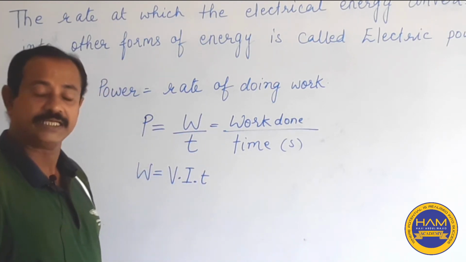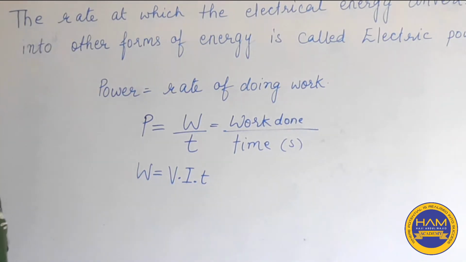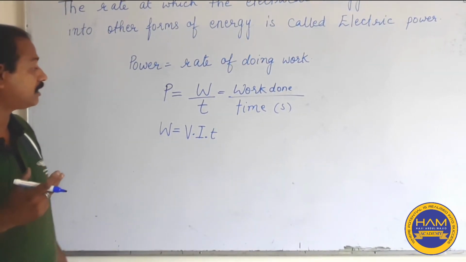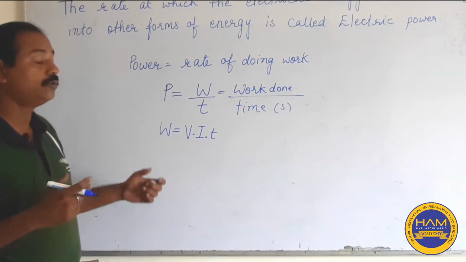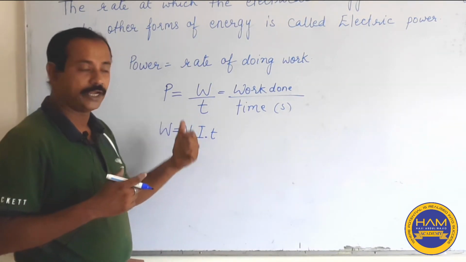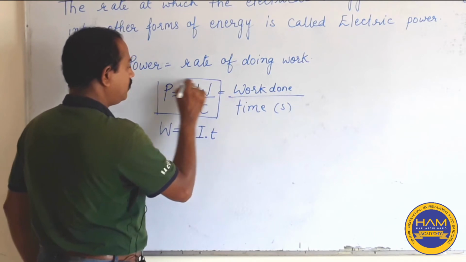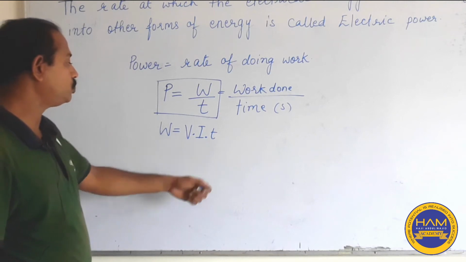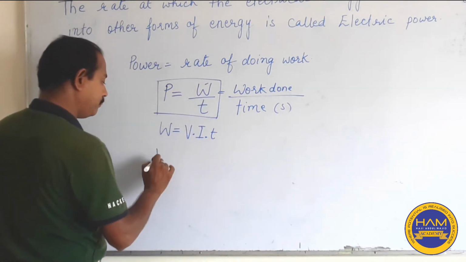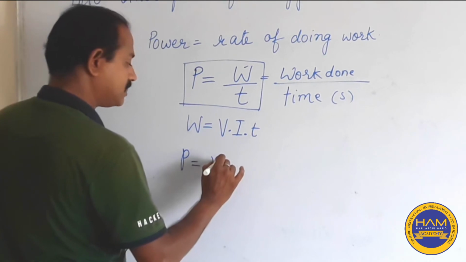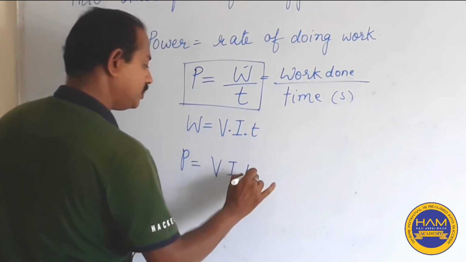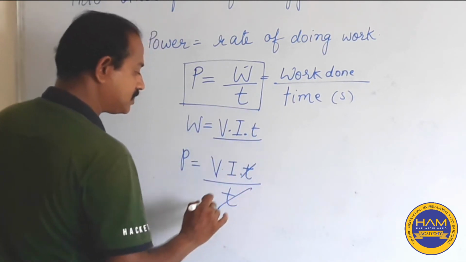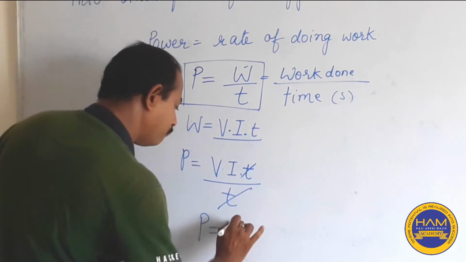No, it is not necessary. There are other parameters also which can be given, and if there is a condition like that, under those conditions you need to transform this basic equation into other forms of equation. Like we have power is equal to W by T, and we also have W is equal to V I T. So we will replace this W and we will have power as V into I into T, that is the value of W, divided by T. This T and this T get cancelled, so P is equal to V into I.